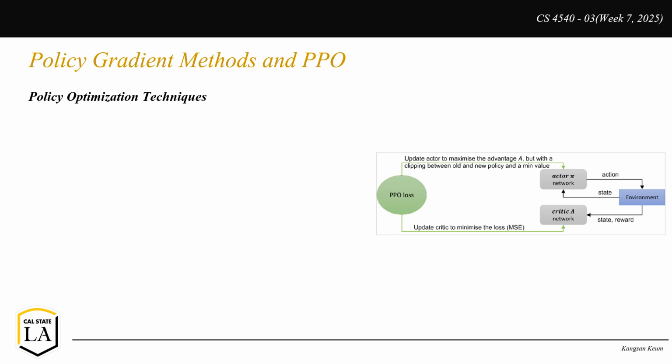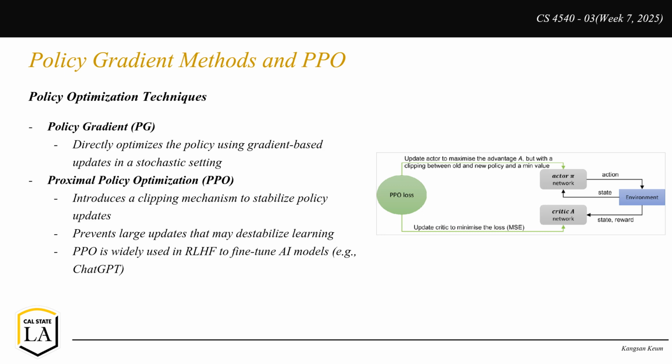One of the most widely used policy optimization techniques in RL today is proximal policy optimization, which is called PPO. In the standard policy gradient method, the model directly optimizes the policy by reinforcing actions that lead to higher rewards. However, traditional policy gradient updates can be unstable, sometimes making drastic changes that lead to poor performance. PPO solves this by using a clipping mechanism to prevent excessively large updates, ensuring smoother and more stable learning. This is why PPO is a preferred algorithm for training ChatGPT and other AI models using RLHF. It allows for fine-tuning while maintaining model stability.